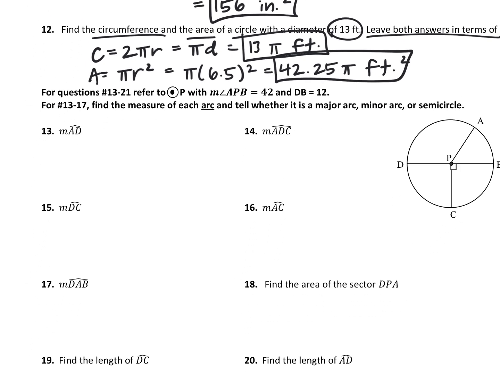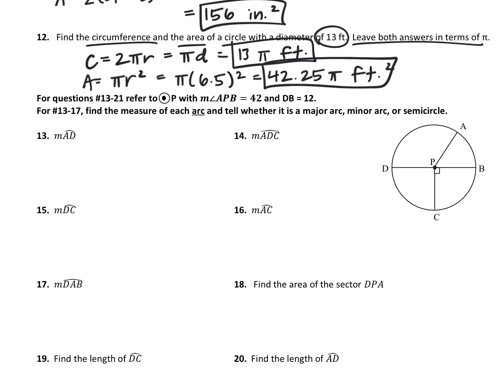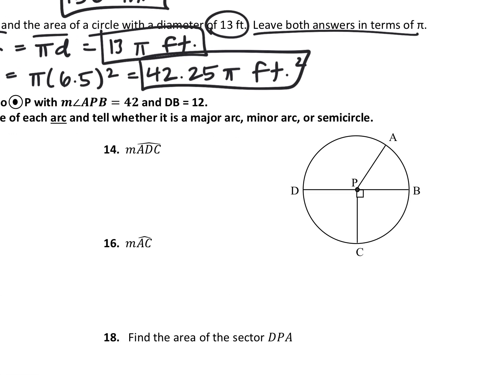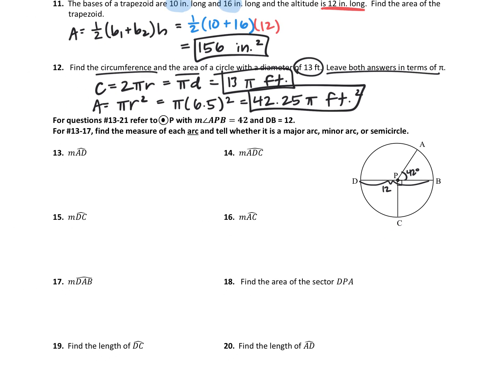Numbers 13 to 21, we're looking at the circle diagram on the right with the measurement of APB being 42. So this angle right here is 42 degrees, and the length of DB is 12. So we are finding the measure of each arc and telling whether it's a major arc, minor arc, or semicircle.